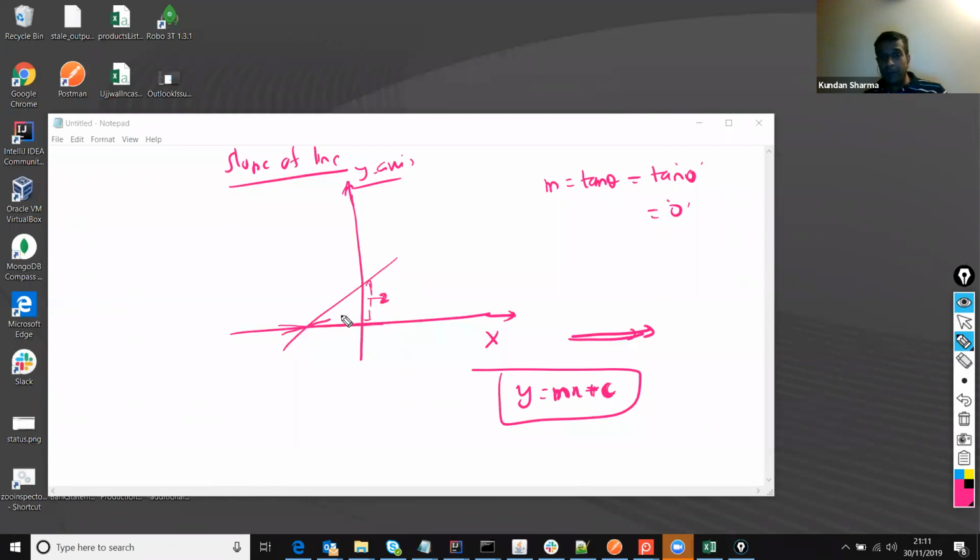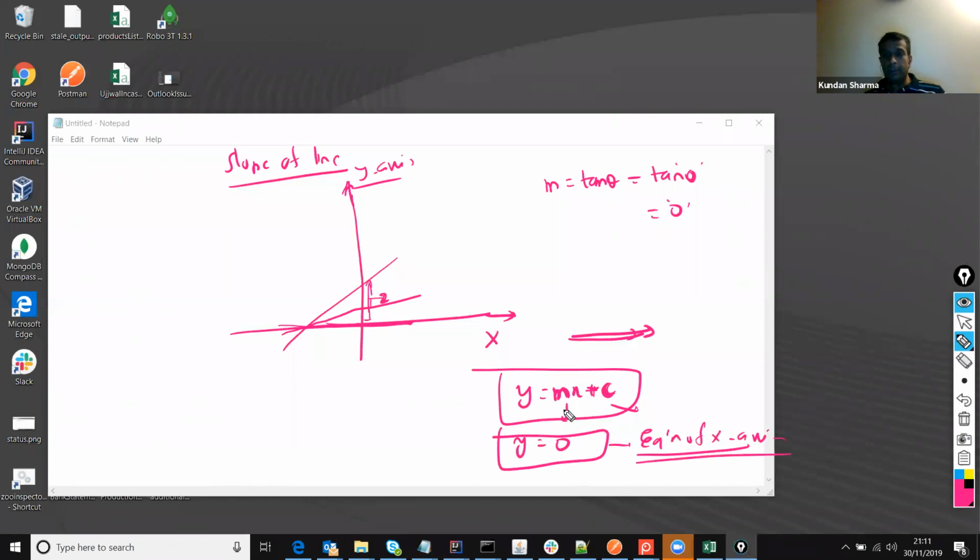But if I keep on decreasing it, and it becomes like this, what is the intercept made by the x-axis on y-axis? It is decreasing, right? So this becomes absolutely 0. So the value of m is 0 and c is 0. So both are 0, and this becomes y is equal to 0. So this is the equation of the x-axis.